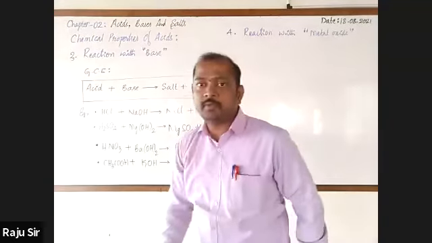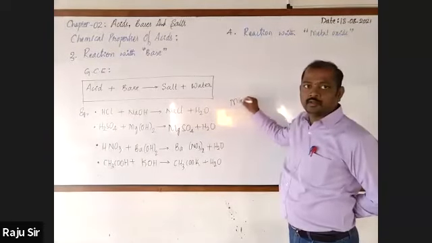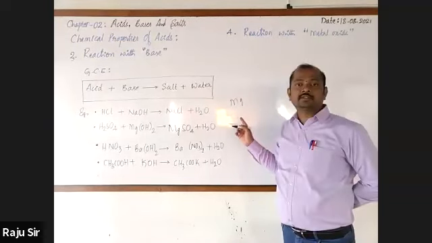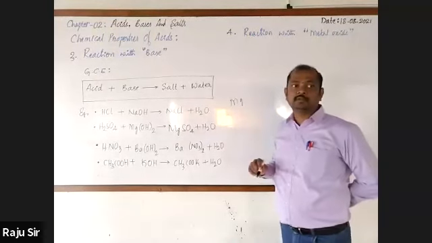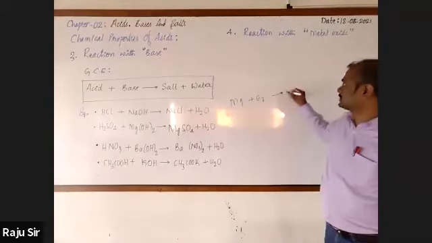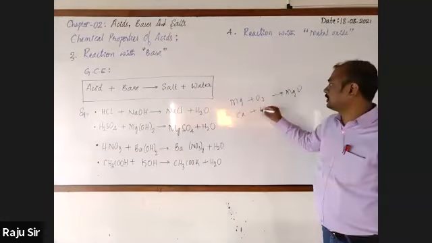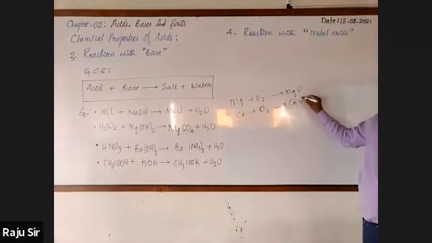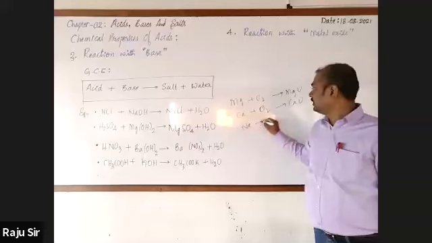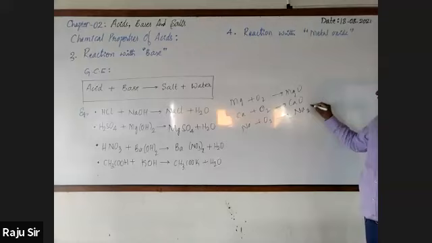We are very familiar with metal oxides. For example, there is a metal called magnesium. Name the metal oxide which is formed when it reacts with oxygen. MgO, magnesium oxide. When calcium reacts with oxygen, calcium oxide, CaO, is formed. When sodium reacts with oxygen, sodium oxide, Na2O, is formed.